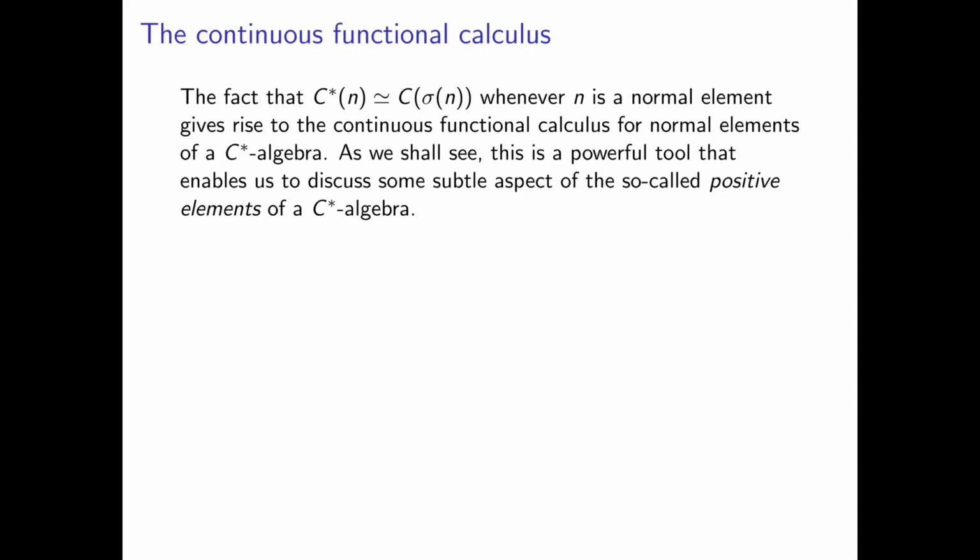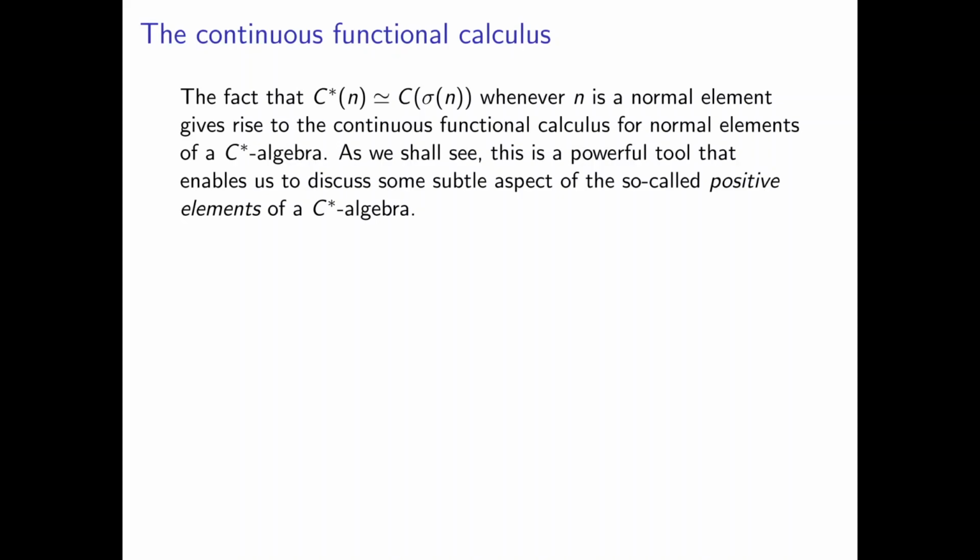So let's just note what we get from this. And that is that this C star algebra is isomorphic to the set of continuous functions on the spectrum, or if the spectrum includes 0, then we have to be a bit careful about the 0, so then we get the continuous functions vanishing at 0, because then this algebra would be non-unital. And whenever n is a normal element, we can use this isomorphism, and that gives rise to a continuous functional calculus for normal elements of a C star algebra.